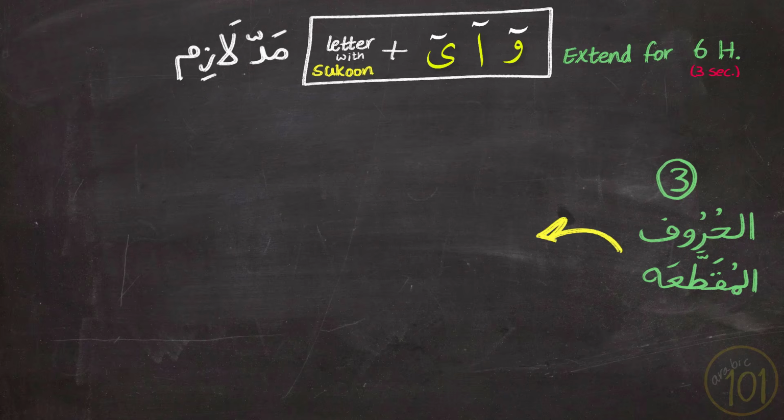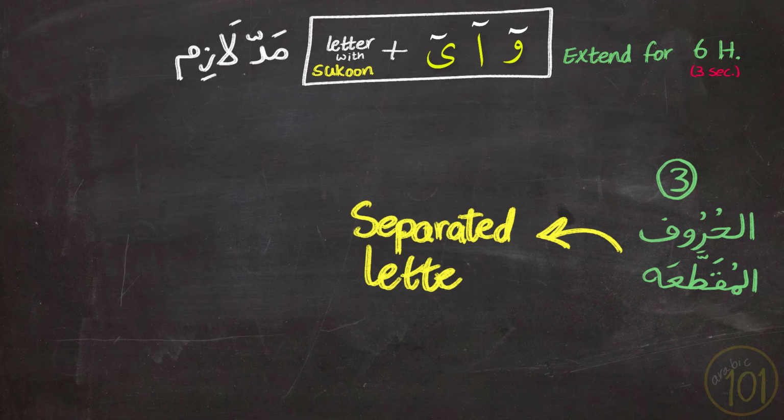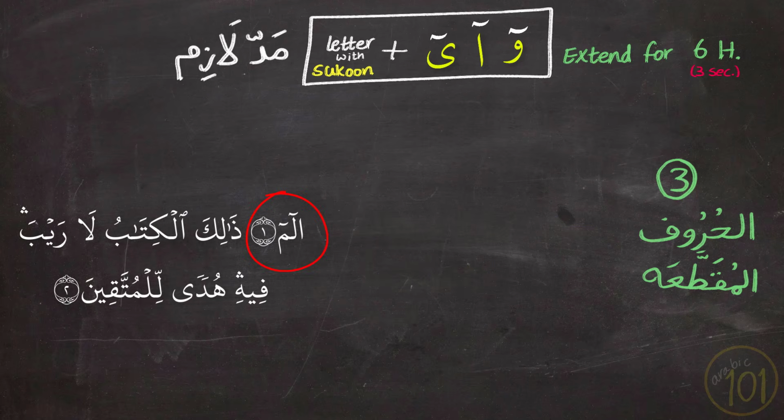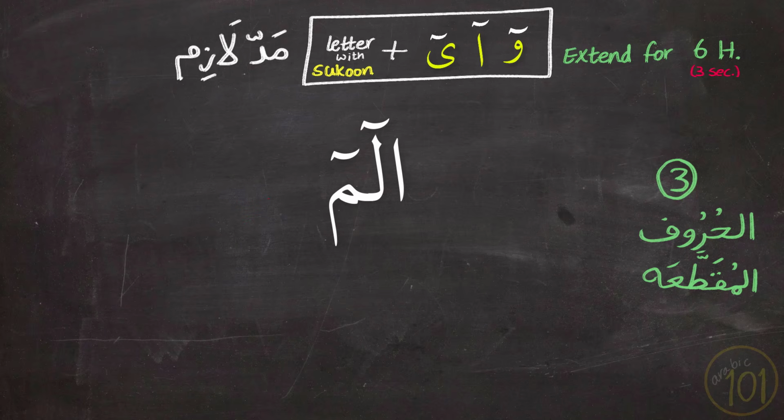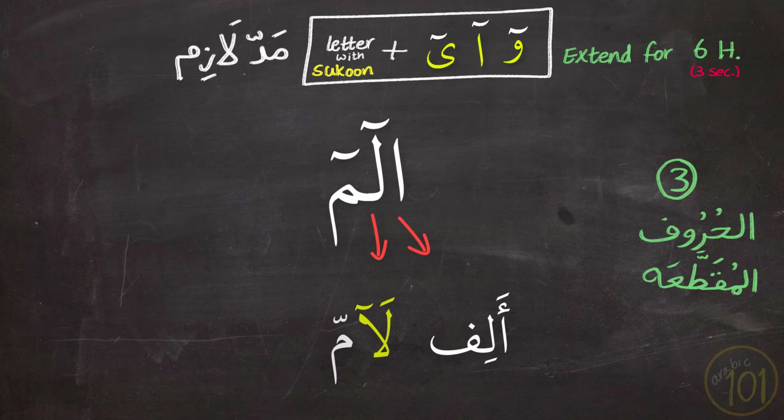Third, some of al-huruf al-muqatta'a also end with sukoon. Huruf muqatta'a are the separated letters that you see at the beginning of some surahs, like at the beginning of Surah Al-Baqarah, which begins like this. And when you pronounce it, you don't say alam, but you actually pronounce every letter as if it is a separate word. And you would say alif, lam, mim. So the lam ended with the letter mim that has shadda, and the mim also ended with another mim that has shadda on top.